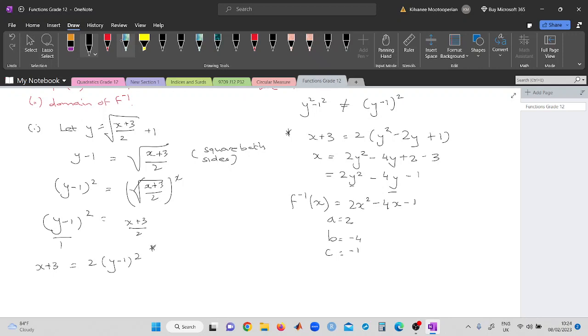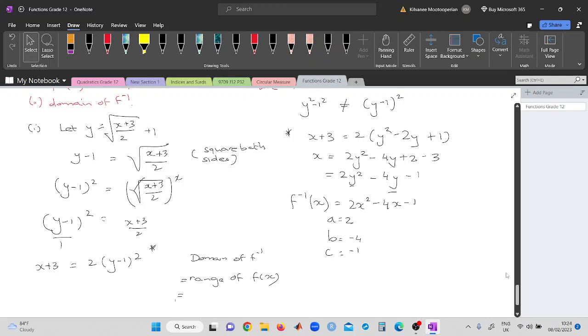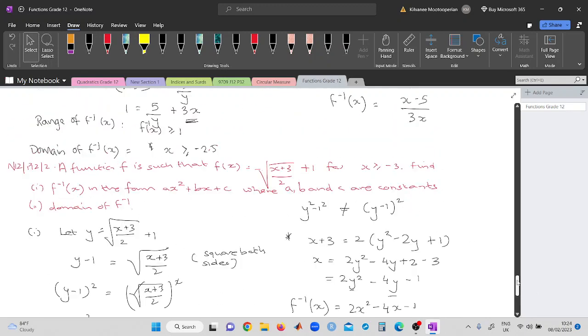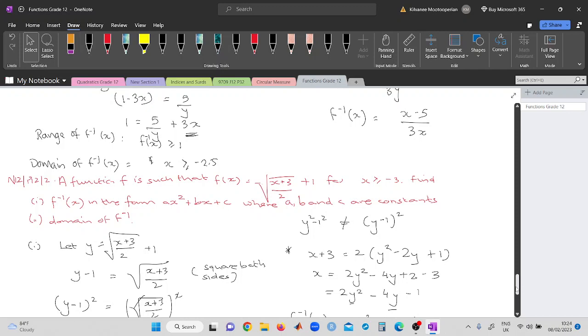Next, the second part of the question: find the domain of f inverse. Okay, so what is the domain of f inverse? The domain of the inverse of f equals the range of f of x. Now, in my question, it asks for the range, with x greater or equal to minus 3.